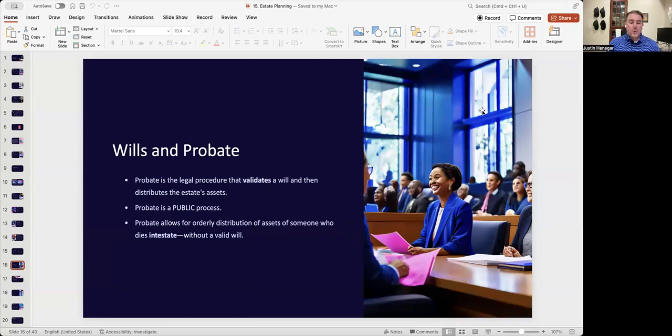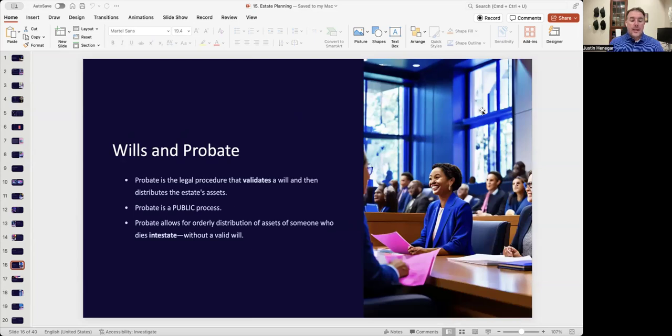There may be people who don't want their assets to be known to everybody, and so the probate process is something that is taken in front of the court. There is an open hearing on that, and the individual's wishes then are outlined through the court process.